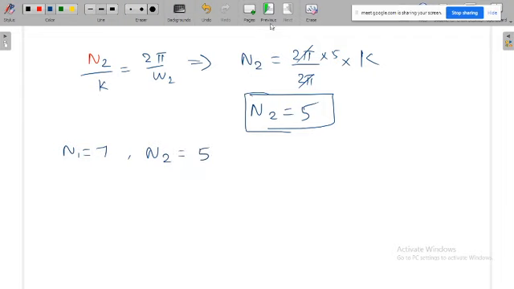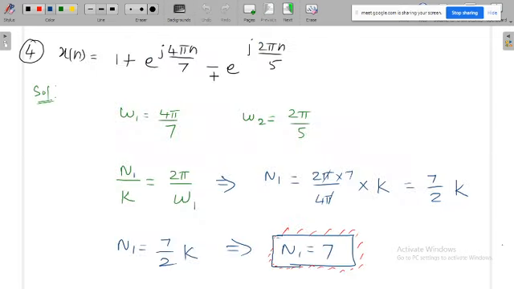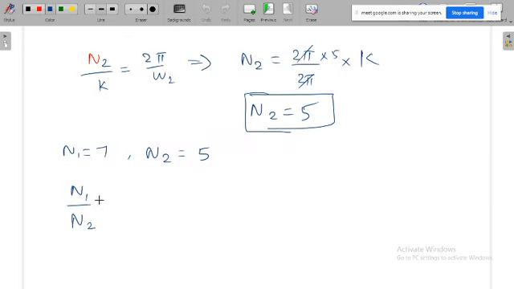Now we have calculated the periods individually. Then what is the overall period? Before calculating the overall period, we have to verify whether the signal is periodic or not. For that, we will find the ratio of the periods. The ratio n1 divided by n2 is 7 by 5. Is it a rational number or not? Is it a rational number or irrational?